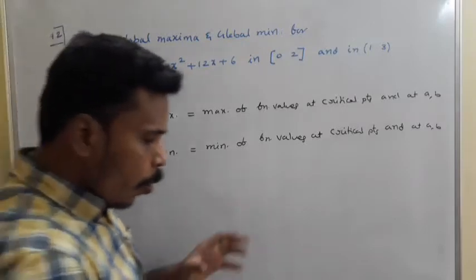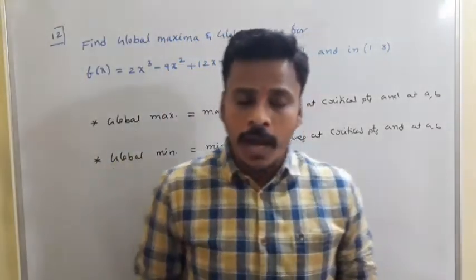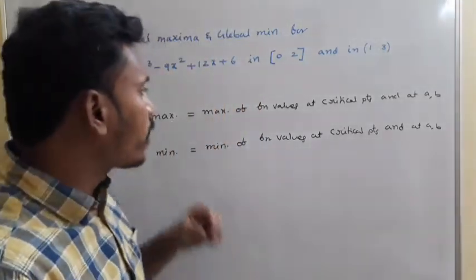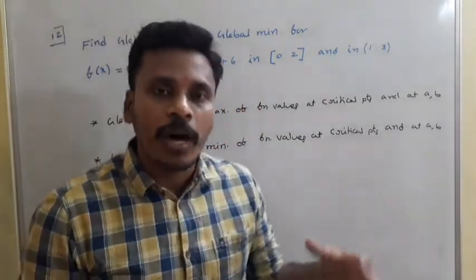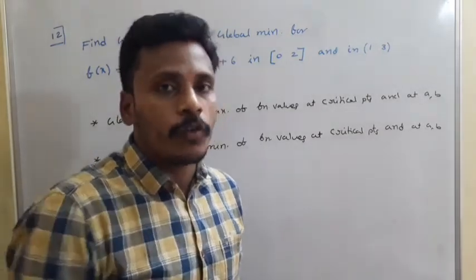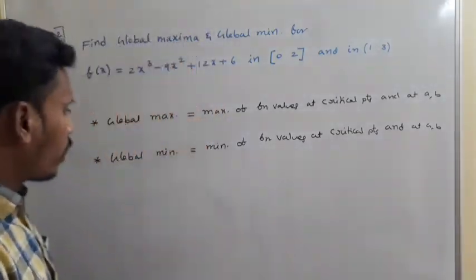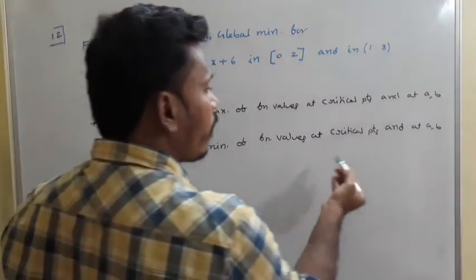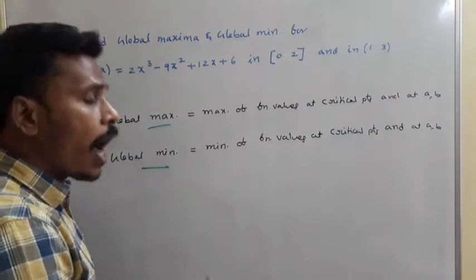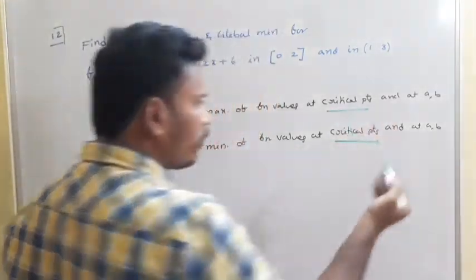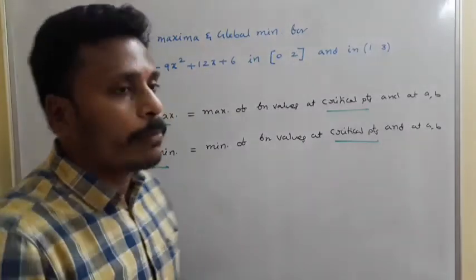So we learned about local maxima and local minima, and we also mentioned global maxima and global minima. Global maxima is the maximum of the functional values at the critical points and at the end points of the interval [a, b]. Global minima is the minimum of the functional values at the critical points and at the end values of the interval. Critical points are nothing but turning points, or you may say maxima-minima points.